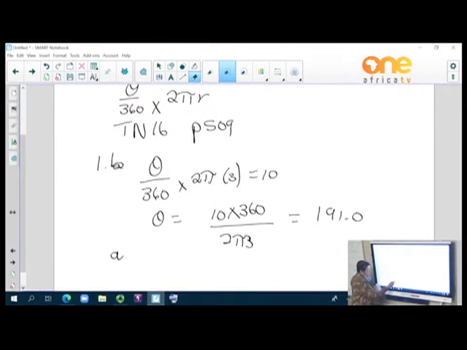Okay, so now we do A. And A will then work the same way. Theta is equal to, so your arc length is 40. You times it with 360, and you divide by 2 pi, and this time the radius is 20.